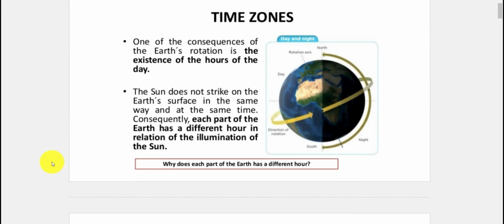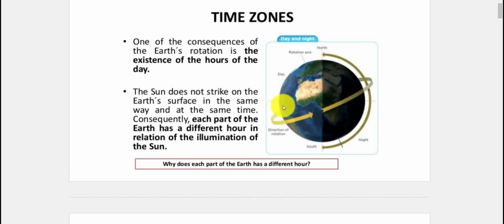So the Earth is rotating, and one of the consequences of that is that there's different amounts of sunlight reaching the Earth at different times. Also, the sun does not strike on the Earth's surface in the same way and at the same time. Therefore, each part of the Earth has a different hour in relation to the illumination of the sun.